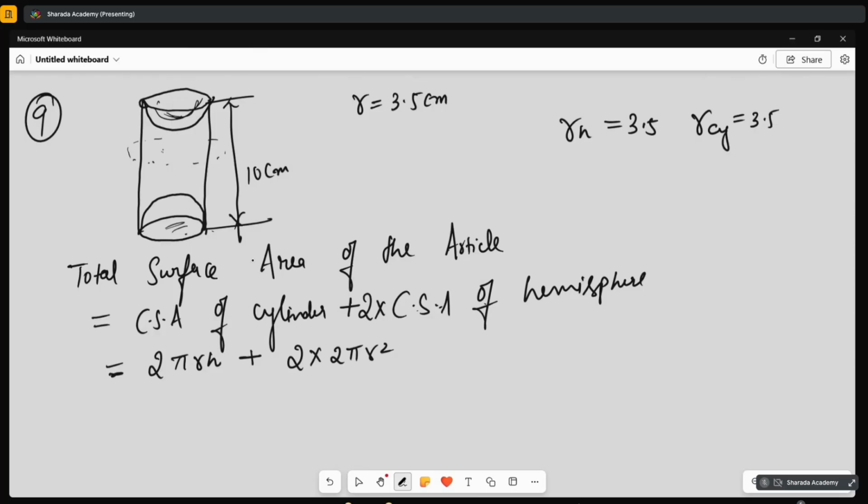Now, yeah, it is the same, and height it is 10 centimeters. So what you will get, 2 into 22 by 7. The radius is 3.5, I'll take it as 7 by 2. Height what?